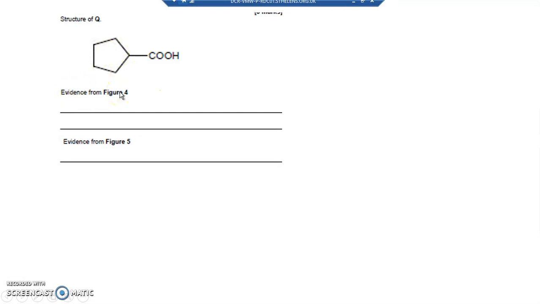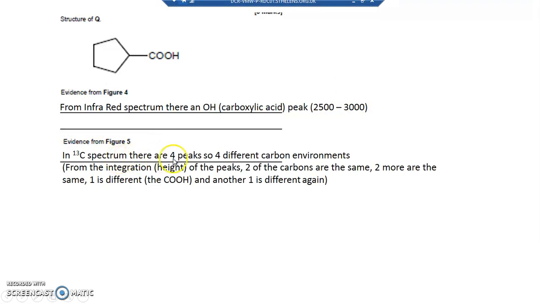Evidence from figure 4, so that's from the infrared spectrum: it's got an OH carboxylic acid peak at 2,500 to 3,000. Remember, always quote the numbers from your data book. And evidence from 5, it's got 4 peaks, so 4 different carbon environments. That matches. And from the integration, or the height of the peaks, 2 of the carbons are the same. And then I've got a single carbon in one environment, and another single carbon in another environment. So I've got 2 peaks of integration height 1 and 2 peaks of integration 2.